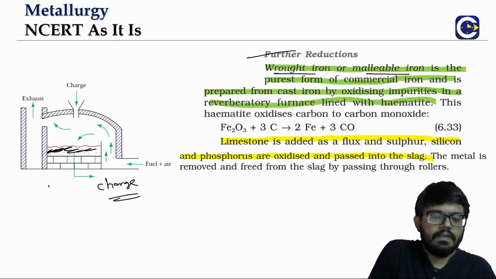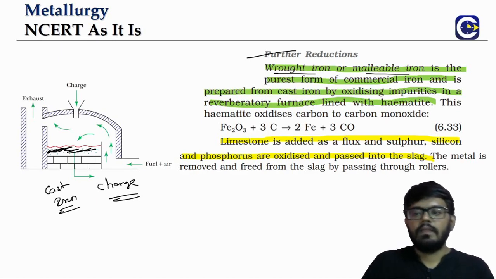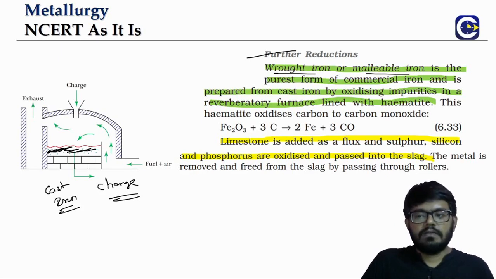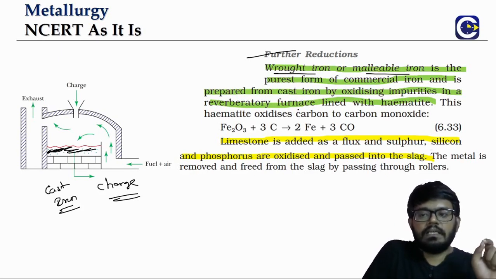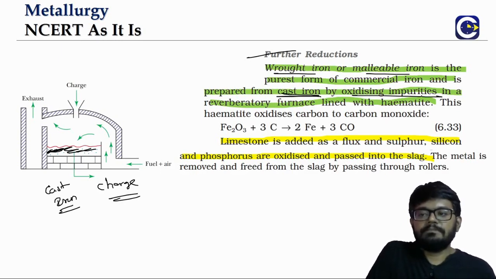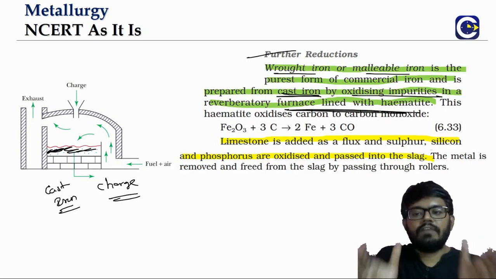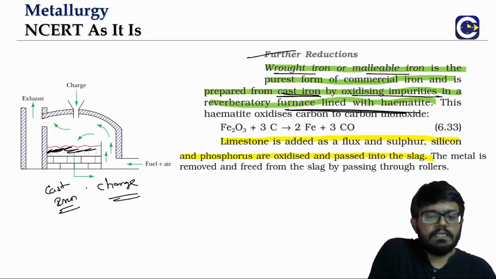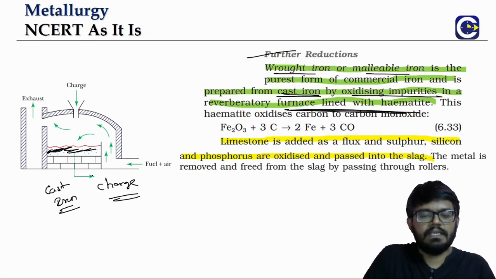It is the cast iron, okay. So how do we obtain the malleable iron or the wrought iron? So we will have the cast iron, because cast iron will have impurities, right? The impurities of the cast iron will be oxidized by using a lining of hematite. So the charge is basically, charge means whatever the raw material that we are keeping inside the reverberative furnace.